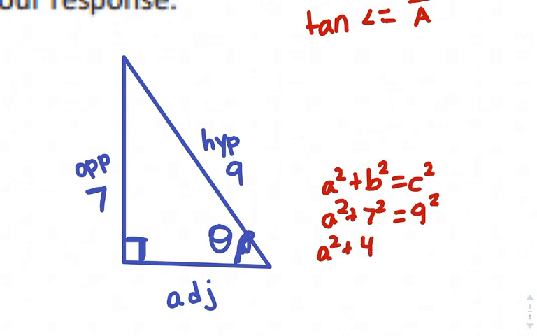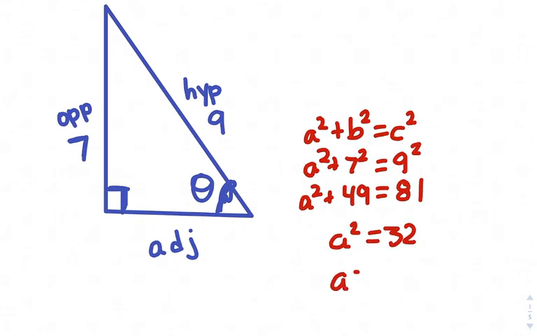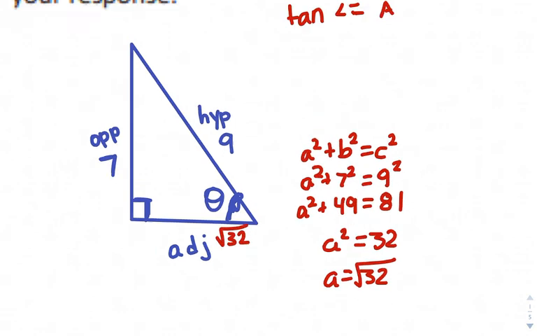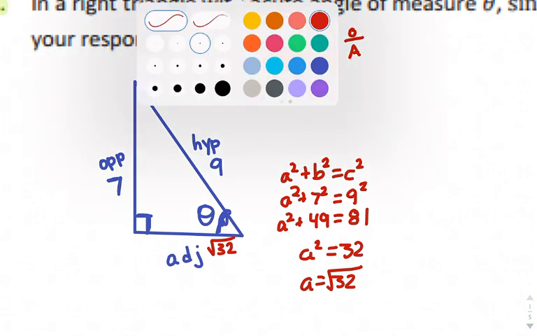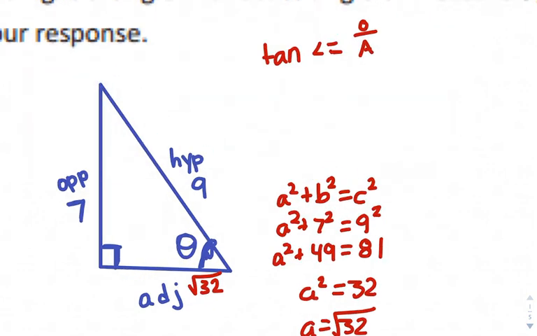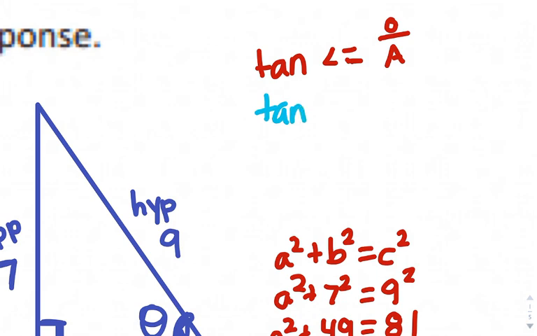So 7 squared is 49. 9 squared is 81. 81 minus 49 is 32. And I'm going to leave it as the square root of 32 because it doesn't say to break it down. So that means this side is the square root of 32. So now for tangent, all I have to do is write tan theta, and then my opposite side, which is 7, and then my adjacent side, which is radical 32.